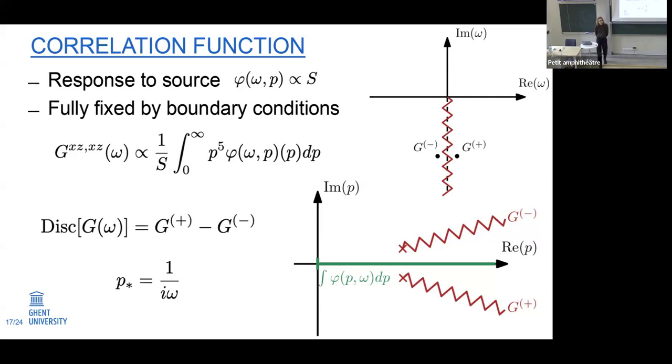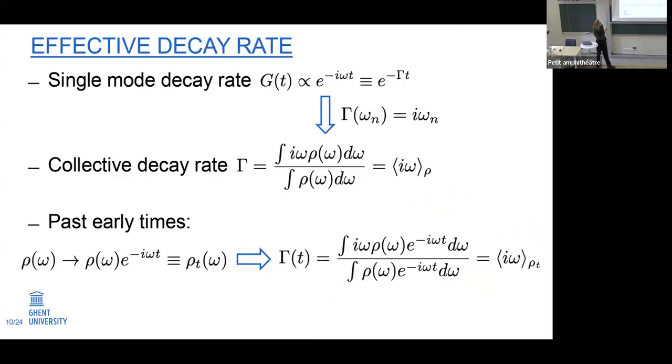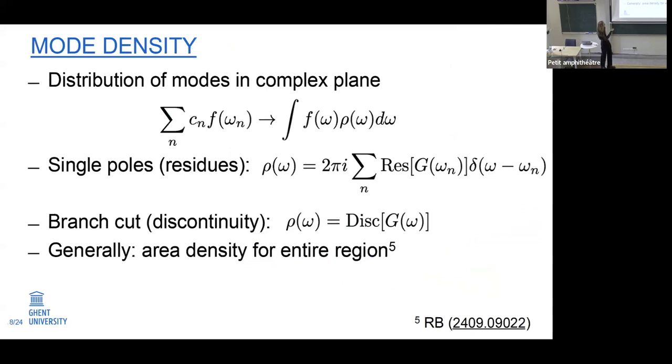But in terms of, let's say, this rho is kind of the density of... Yes. So a branch cut would mean what for? Discontinuity. Yeah. So these were the different cases that I looked at. If you have single poles, this will be a sum over residues. For a branch cut, this is directly just a discontinuity. And then there are more general cases where it's two-dimensional.